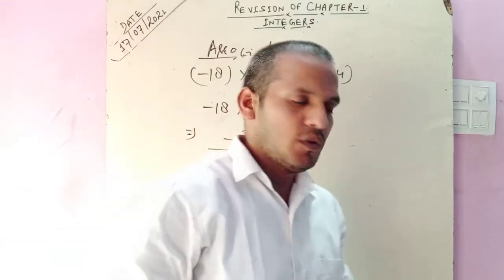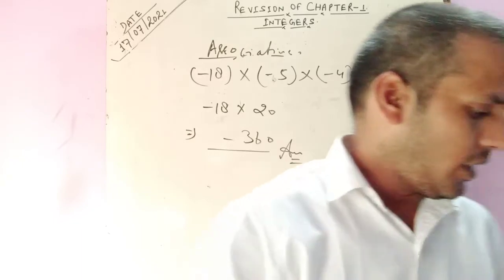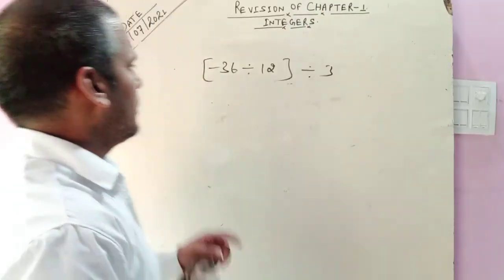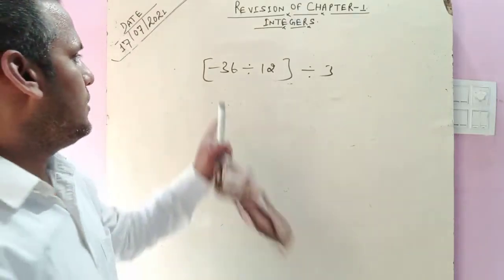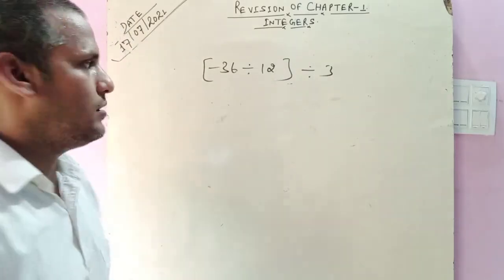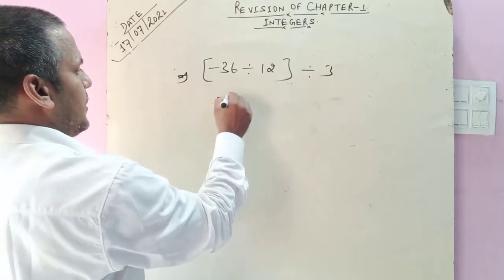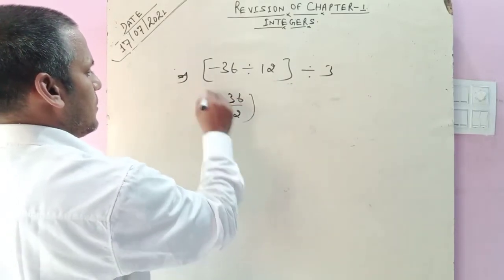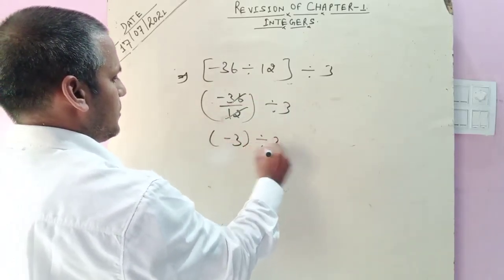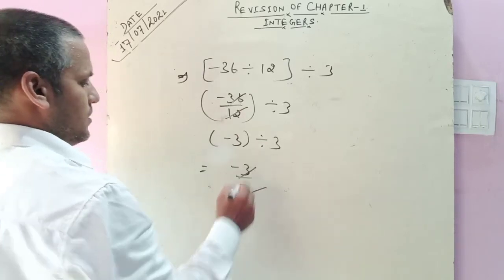We can use a different property for solving a different type of question. Let us see some more examples. Here in the bracket, minus 36 divided by 12, whole divided by 3. First we should try to solve the bracket value. Minus 36 divided by 12 gives minus 3. Then we write minus 3 divided by 3. We will get 1, plus minus, so minus 1.